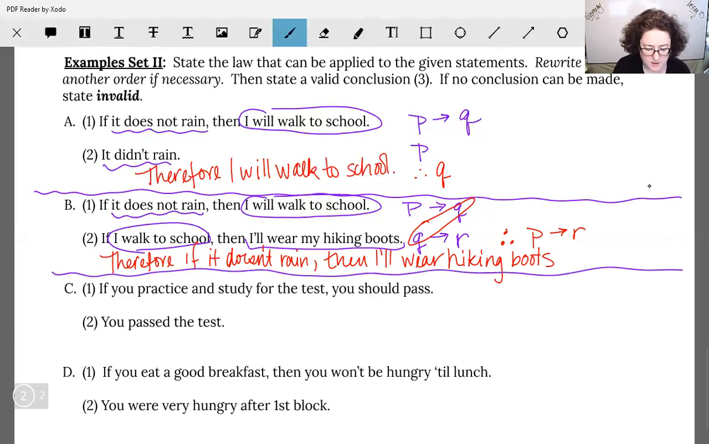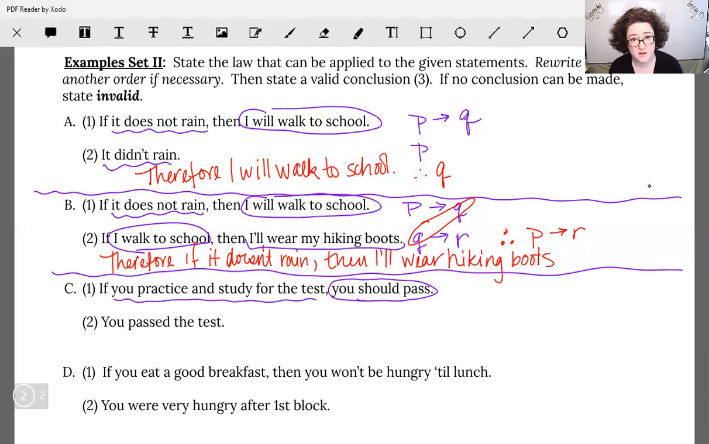Okay. Next one, if you practice and study for the test, you should pass. Again, long idea for the first part of that sentence, but it's still all one idea. Now it doesn't have the then in there, but it's implied. You could put that in there and it does not play around with the grammar or change the idea. So I could read this as, if you practice and study for the test, then you should pass. And it means exactly the same thing as the sentence they gave us. So there's our if P then Q.